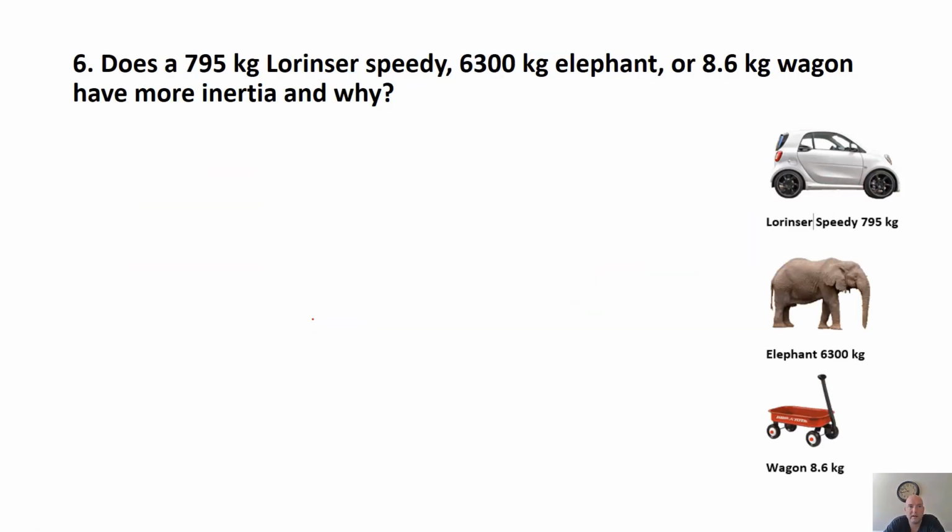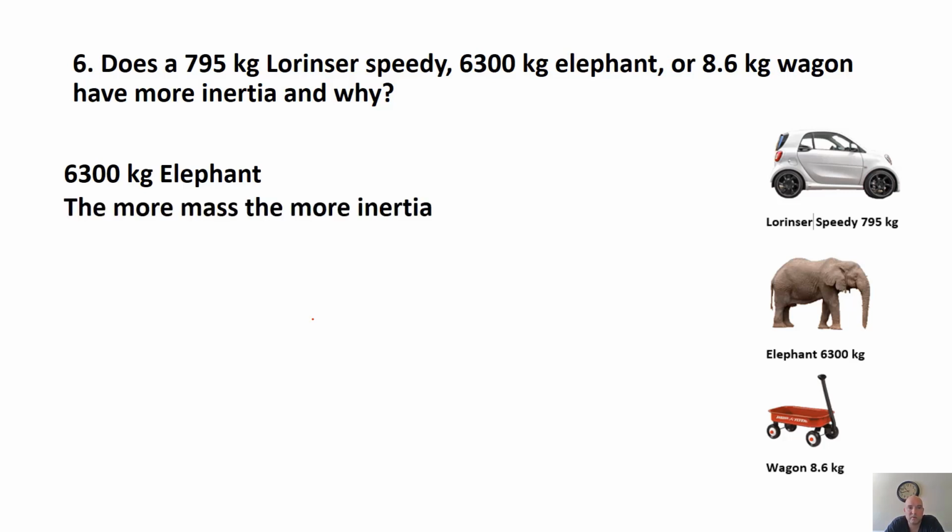Okay, which one of these: the 6,300 kilogram elephant, the 795 kilogram Lorinser Speedy, or the 8.6 kilogram wagon would have more inertia? That's going to be the elephant. The more mass, the more inertia. Mass is directly related to inertia.